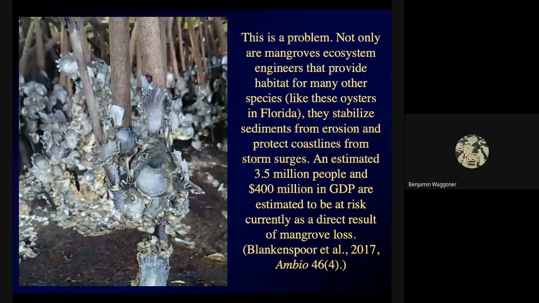Mangroves are also major ecosystem engineers. Those roots, like the roots of seagrass, tend to trap soft sediment. They keep it from eroding away. They protect coastlines from storm surges. And they provide habitat for many other species. These are mangrove roots at low tide covered with oysters. And as of 2017, it was estimated that as a direct result of mangrove loss, 3.5 million people globally were estimated to be at risk, mostly from storm damage and things like that.